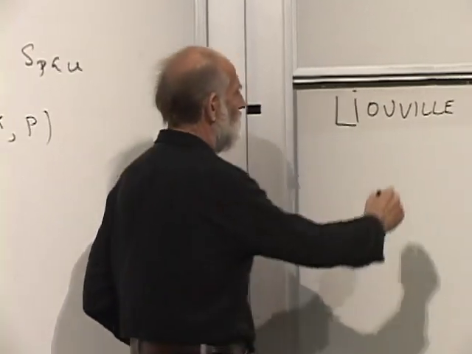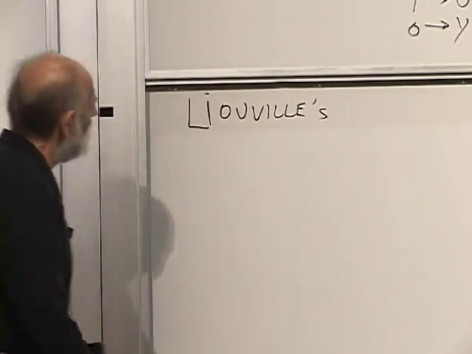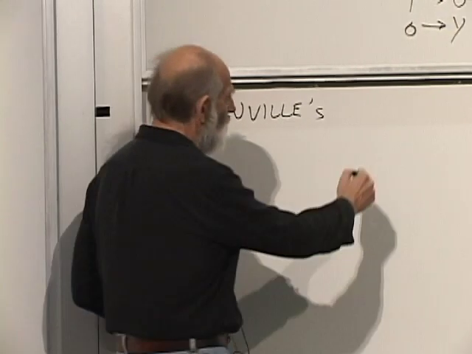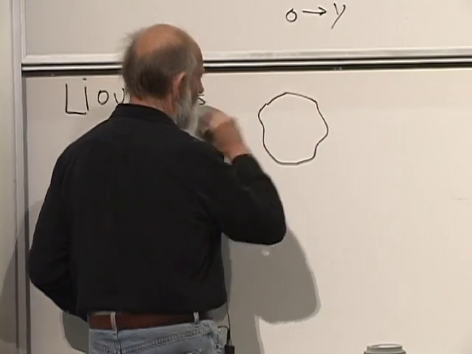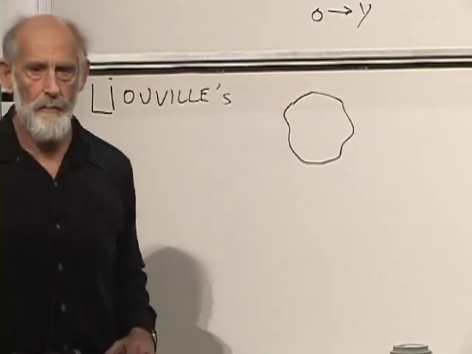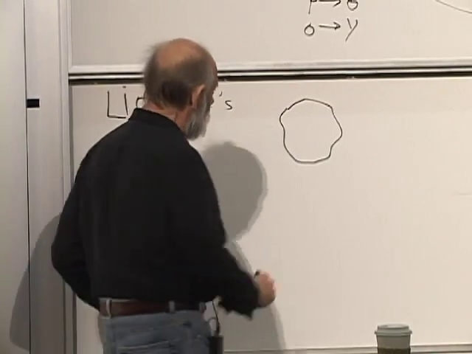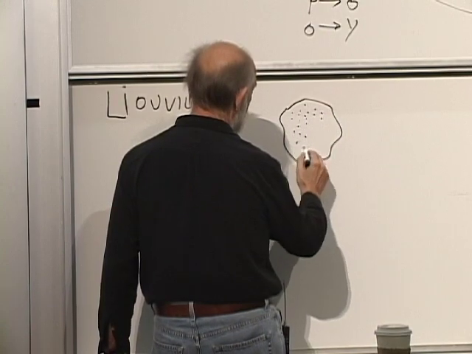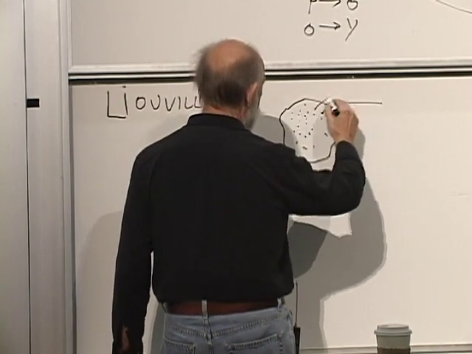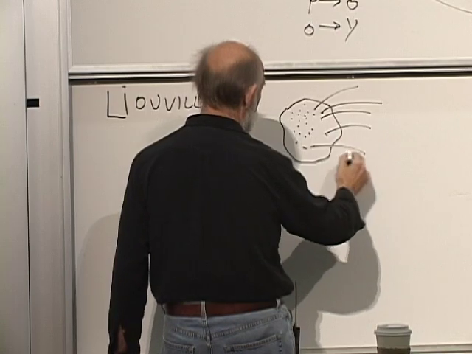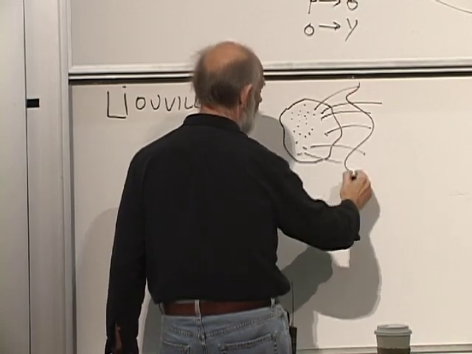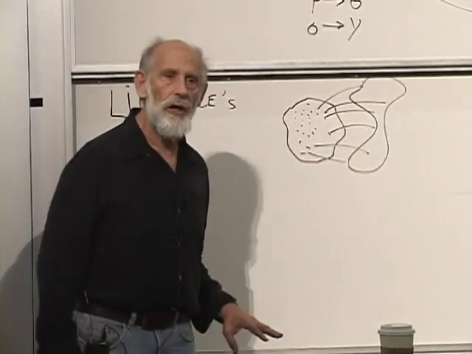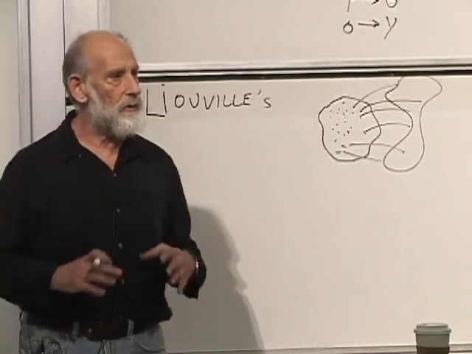Liouville's theorem. Liouville's theorem says the following: if you start with all of the points in a patch of phase space, take all the points in a patch of phase space, start out the system at time t equals 0, and follow each one of them for a certain length of time, the volume of the patch of phase space doesn't change with time. The volume stays the same.